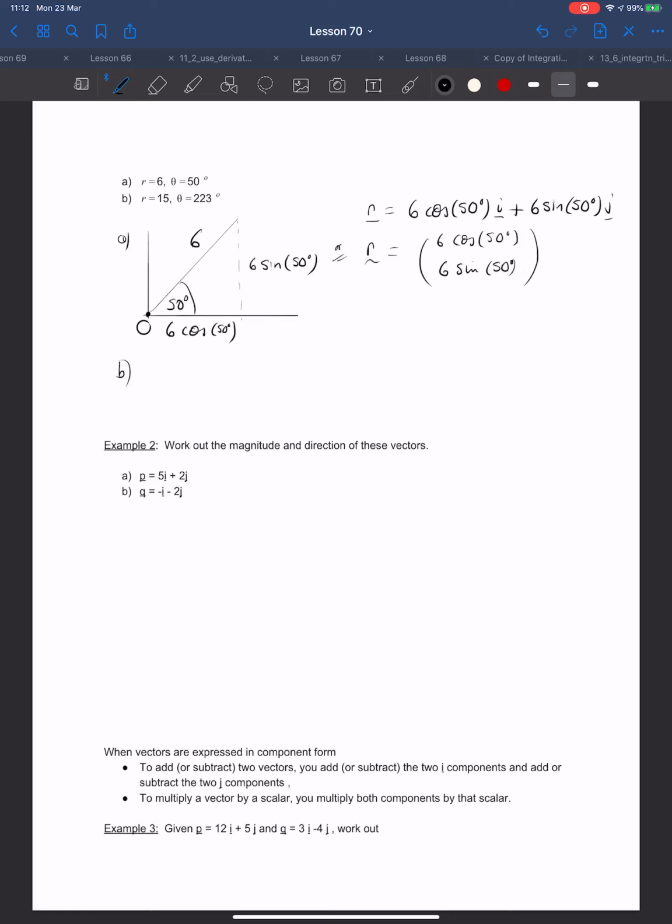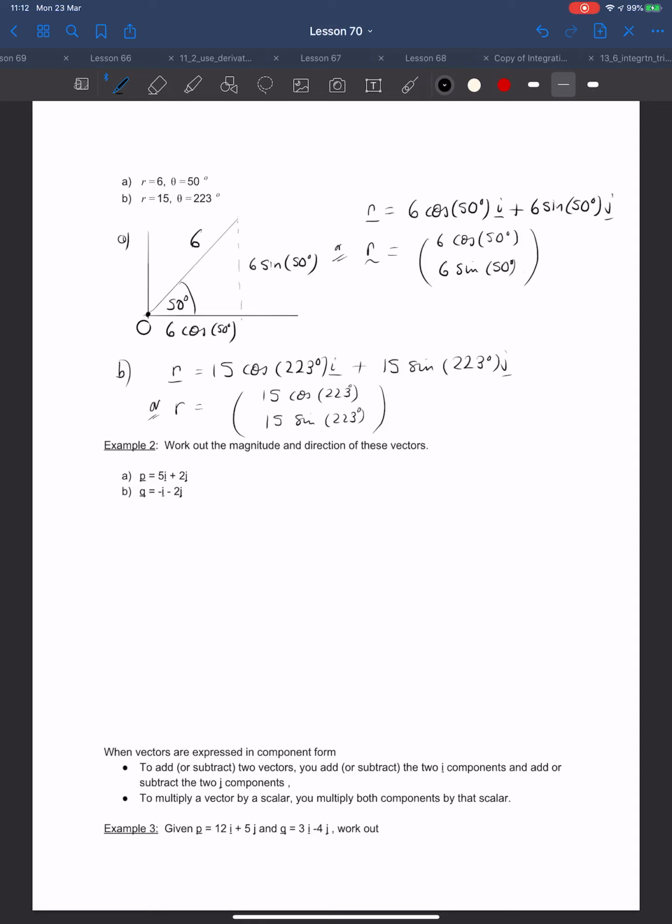And then b, if I don't draw the diagram, I think you can understand what I'm going to say here. r is 15 cos 223 degrees in the i plus 15 sin 223 degrees in the j. Or you can say r is the vector 15 cos 223 degrees, 15 sin 223 degrees.